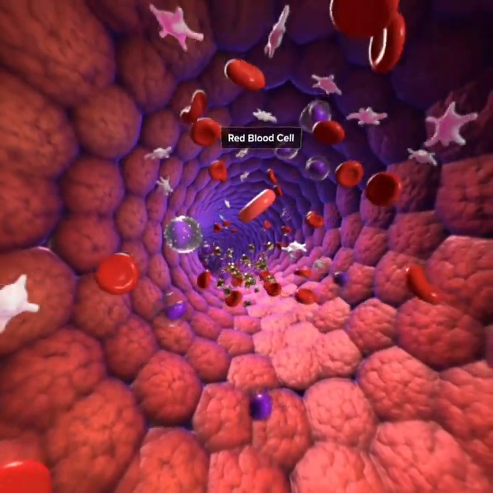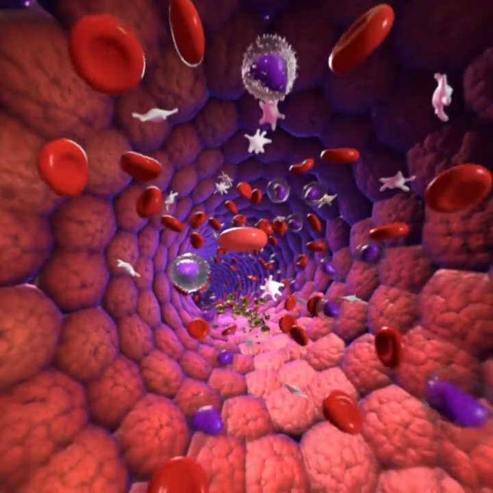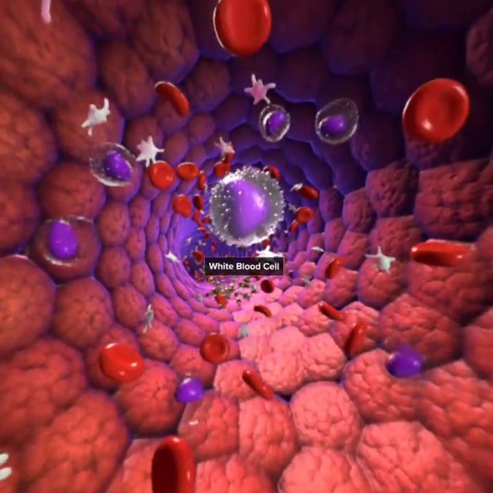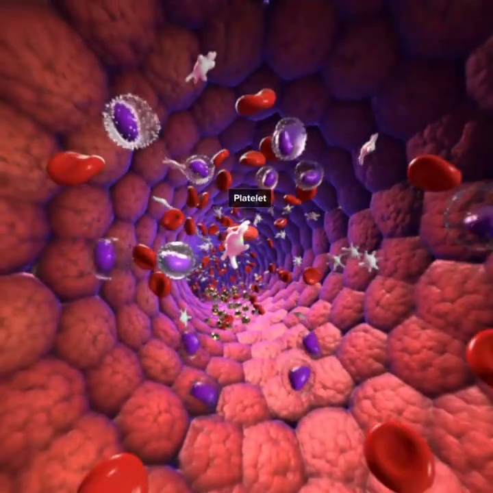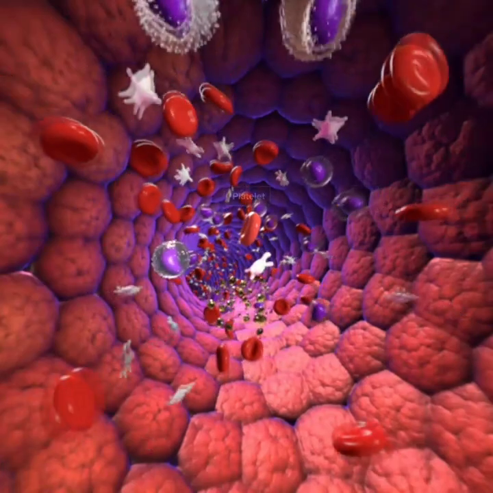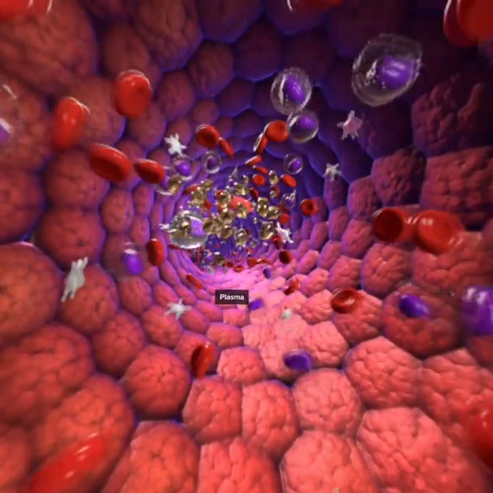Red blood cells carry oxygen throughout the body. White blood cells fight infections caused by viruses and bacteria. Platelets help the body form clots and repair damaged tissues. Plasma is the largest component and transports the tools the body needs to function.